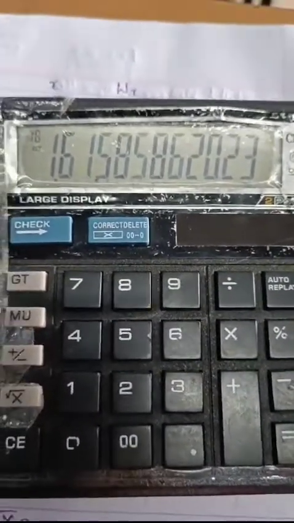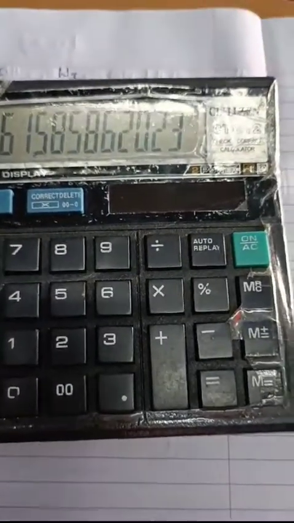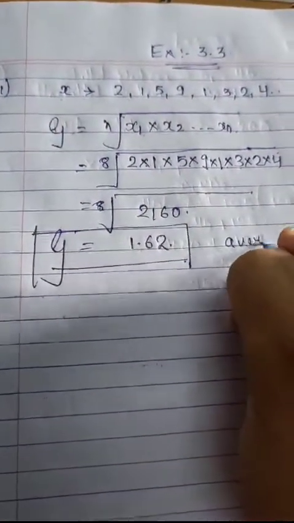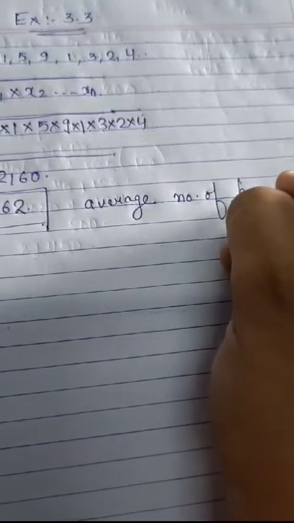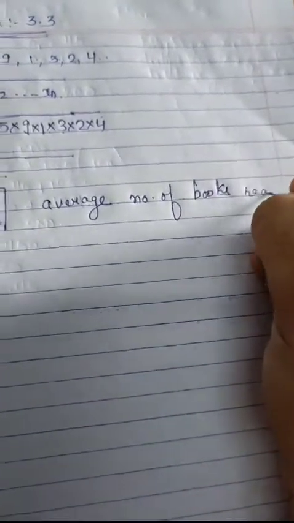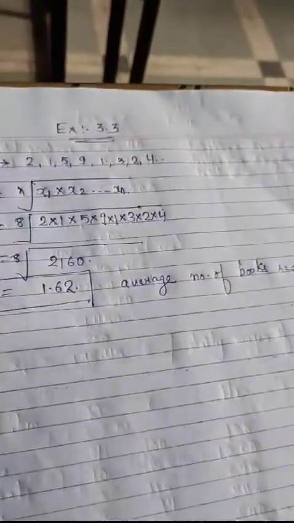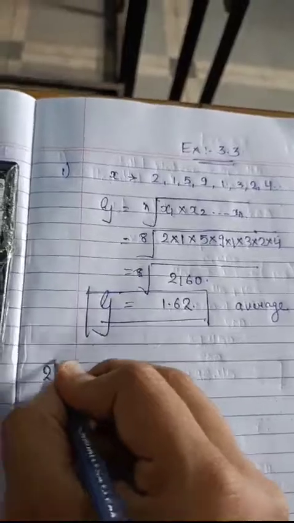So our answer comes to 1.62. What is the geometric mean for the books, average number of books read? That is 1.62. That is, 1.62 books have been read by the student. Is that clear? Same way sum number 2. See the sum number 2.